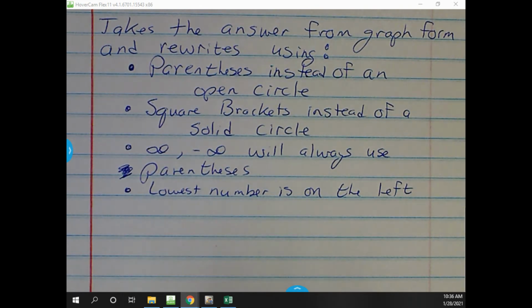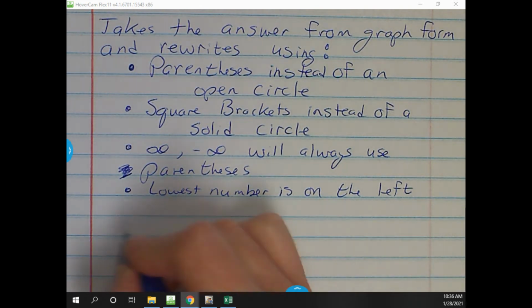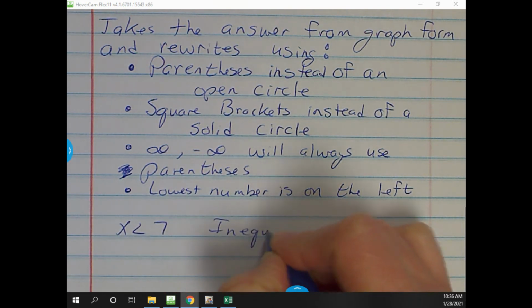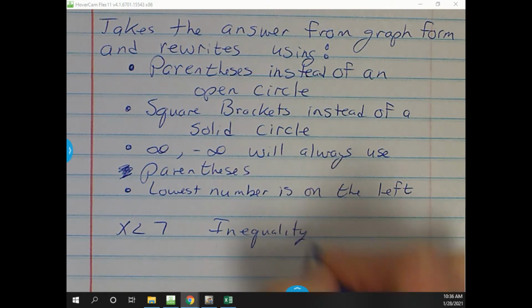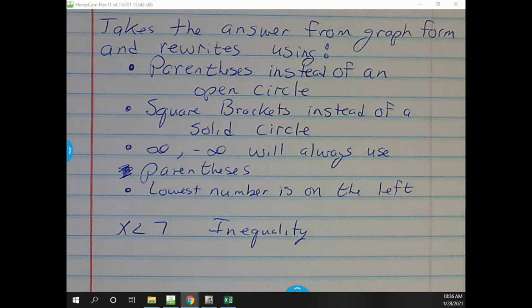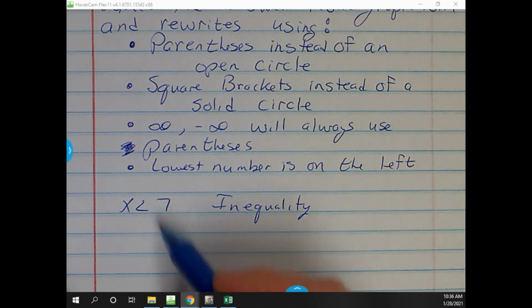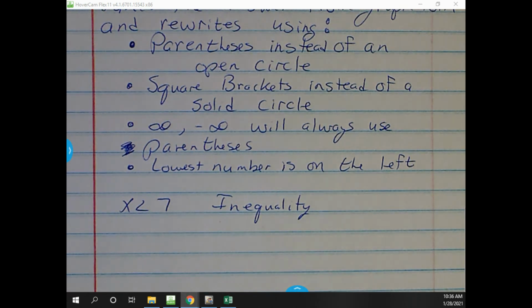Okay, so let's do this. Let me show you. We're going to start with an inequality. We'll do just a quick sketch of the graph of it, and then we'll show you, if this is the inequality we have or this is the graph we have, if they ask for interval notation, this is what the answer would look like.